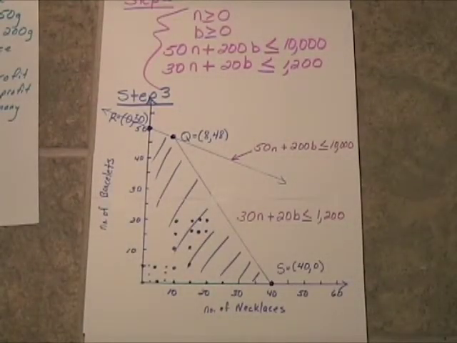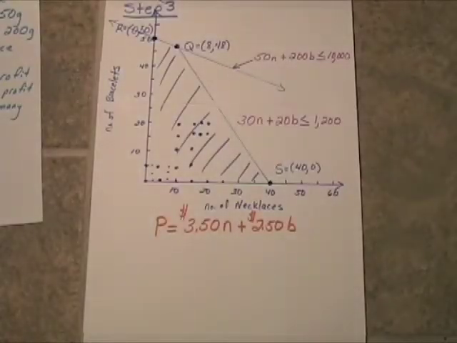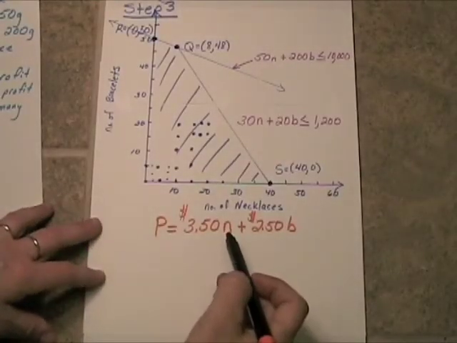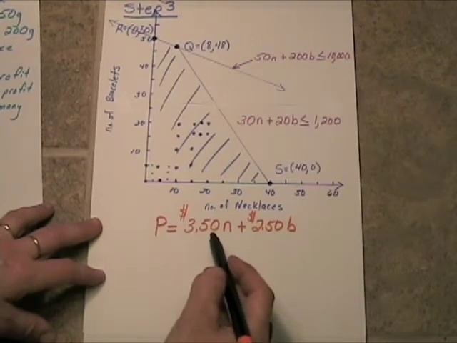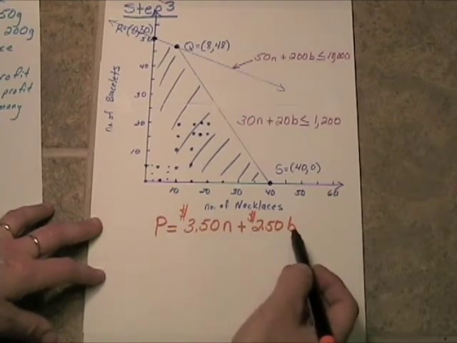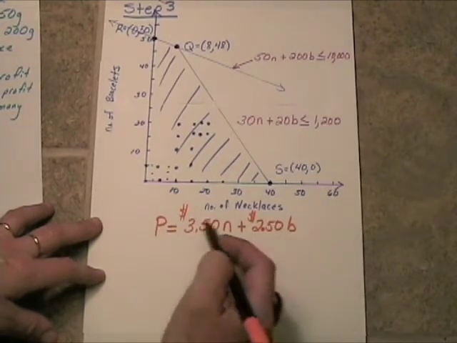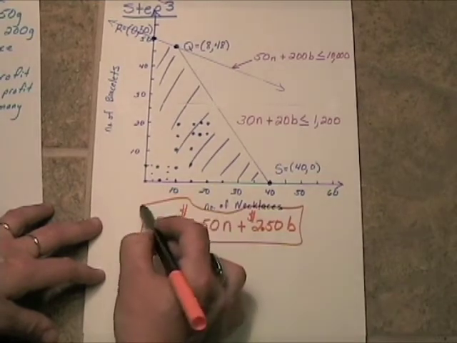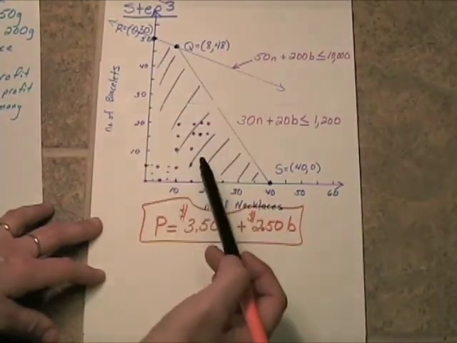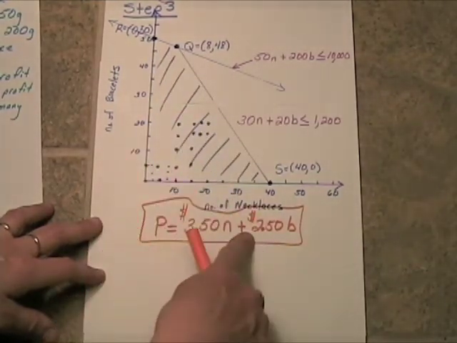Now it's time for step 4. Write a formula or an expression to be maximized. Now this is going to be our profit, not our cost, our profit. We said earlier that every necklace is going to bring in a profit of $3.50, and every bracelet will bring in $2.50. If we go ahead, we can plug these points into this and figure out the corresponding profit.